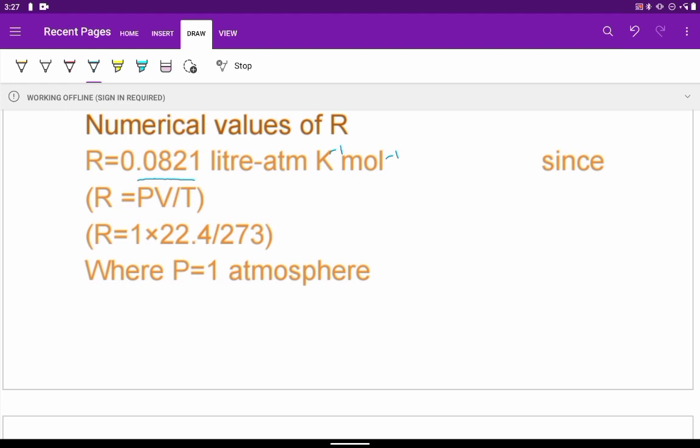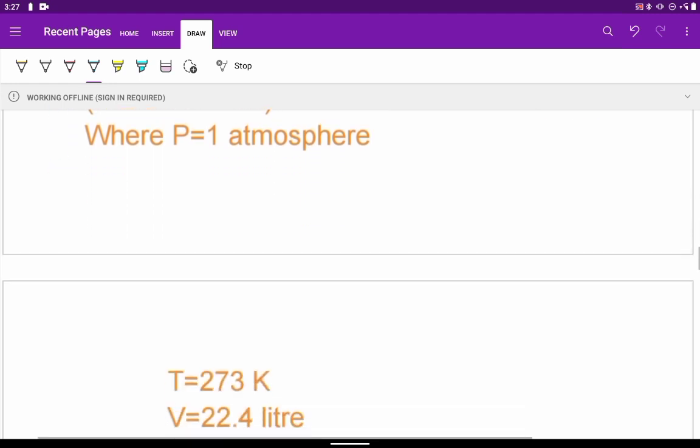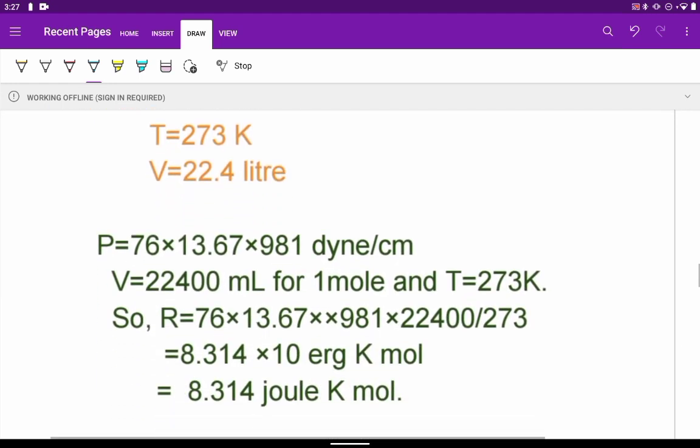So using the formula R equal to PV by T and putting the values of pressure, volume and temperature, we get the value of R, that is 0.0821 liter atmosphere per Kelvin per mole. This is one way of finding it. Another way: if we take pressure as 76 into 13.6 into 981 dyne per centimeter square, volume as 22,400 milliliter for 1 mole, and temperature T as 273 K.